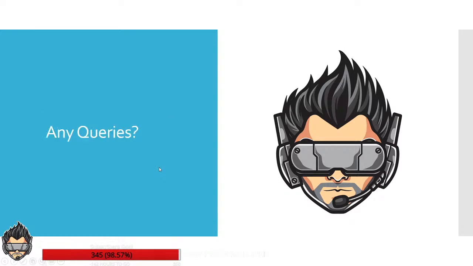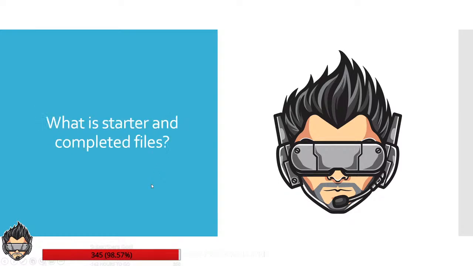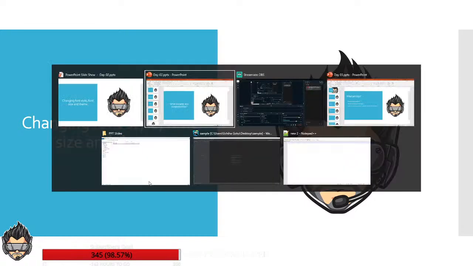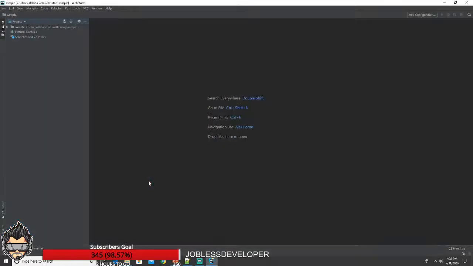So how do we change the font style, the font size, and theme? These are the main things, right? So this is how WebStorm looks like. I have installed WebStorm and I chose the dark theme. This dark theme is also known as the Dracula theme.